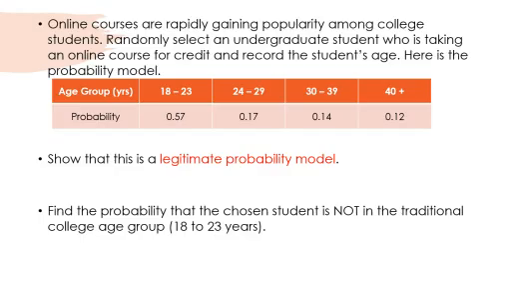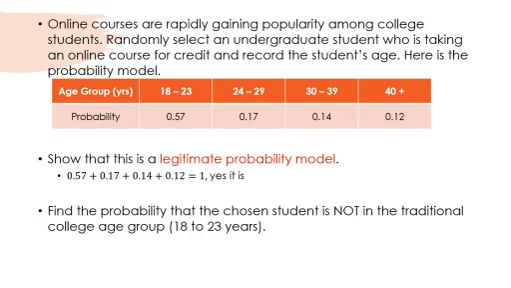Now to do that, what is true about all probability models? When you take the sum, they have to equal 1. So what we'd do is add all those up and see if we get 1. So 0.57, 0.17, 0.14, 0.12. Add all those up and you get 1. So we would say yes, it is a legitimate probability model. Okay, it does work.